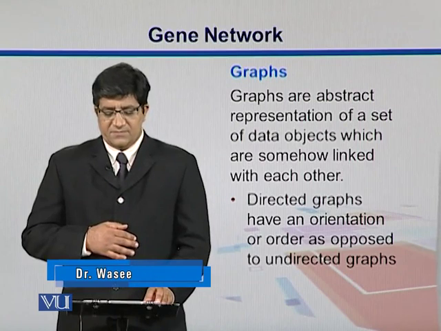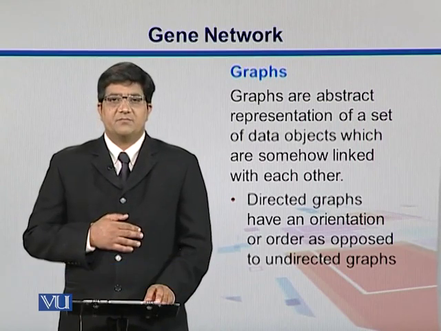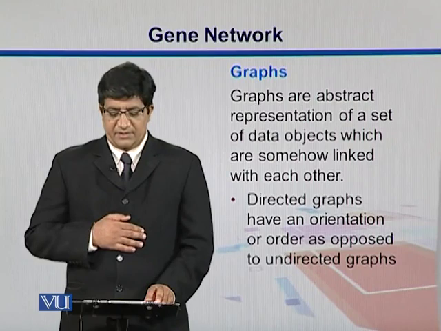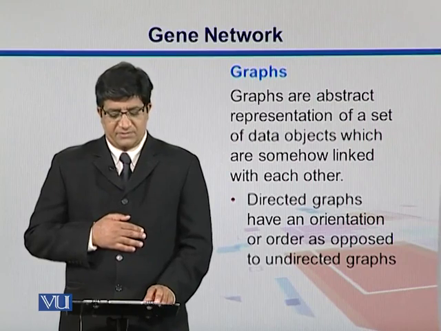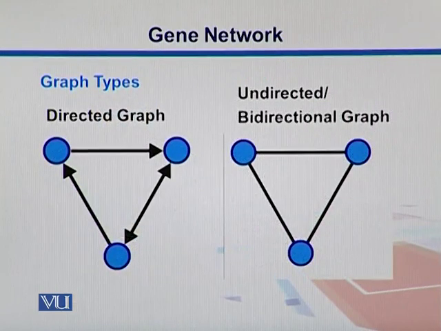And directed graphs have orientations, as compared to undirected or non-directed graphs, which don't have orientations or directions. Here are the directed graphs. So we see the directions. We have, for example, this gene A to B, there is a direction. Then we have B to C, we have a bidirectional thing, so it's two-way directed. And then from this B to C, we again have a directionality.